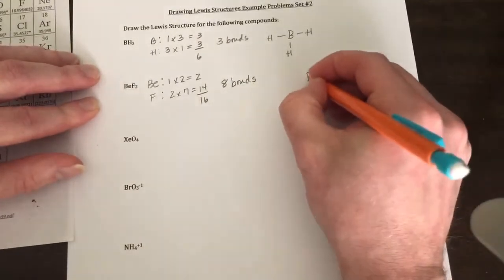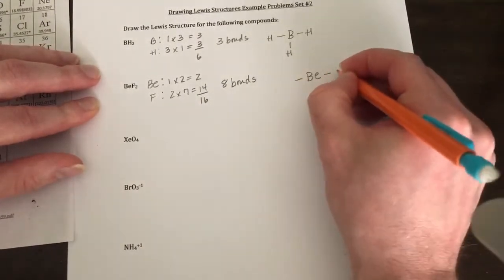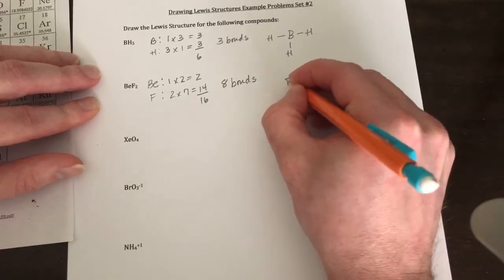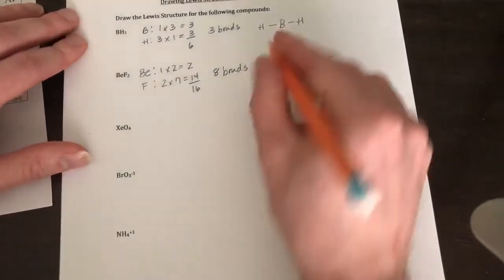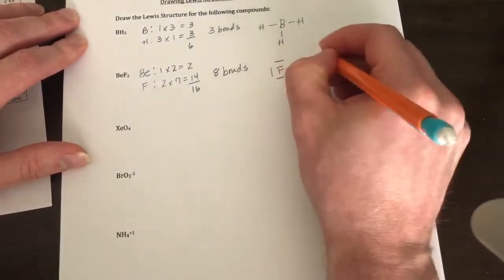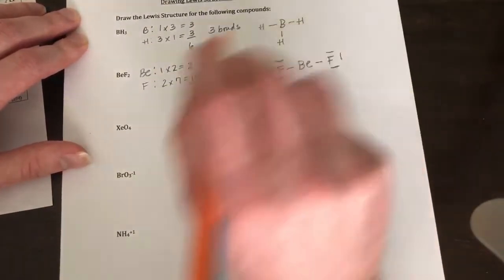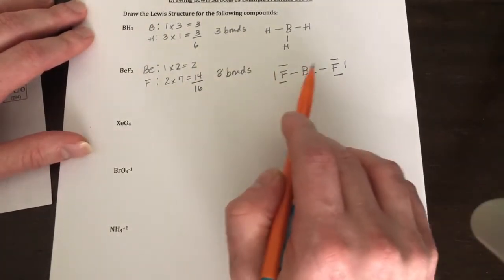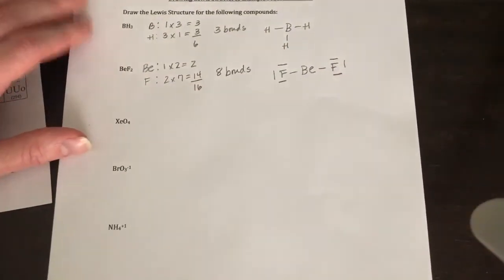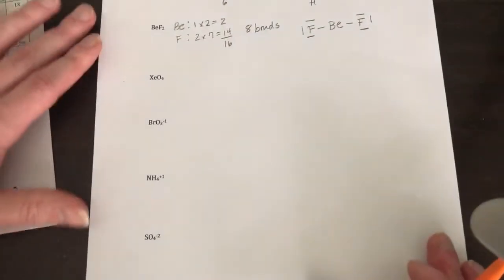So beryllium is going to be the central atom, and we're going to have a fluorine coming off of either one of those. Now remember what I said from the last video. Fluorine's in group 7A, so it's probably going to have 3 lone pairs of electrons. That's where I would start. And I have to have 8 bonds total, so I count my bonds. 1, 2, 3, 4, 5, 6, 7, 8. We're done.